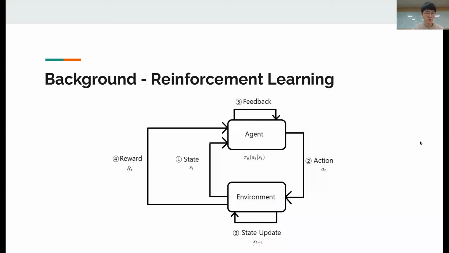Before we dive into our main topic, we should know about reinforcement learning. Here is a diagram of the system of reinforcement learning. We have two components, agent and environment. An environment has a state s_t. An agent makes an action a_t according to the probability pi_theta at given s_t. The action affects the environment and the state is updated to s_t+1.